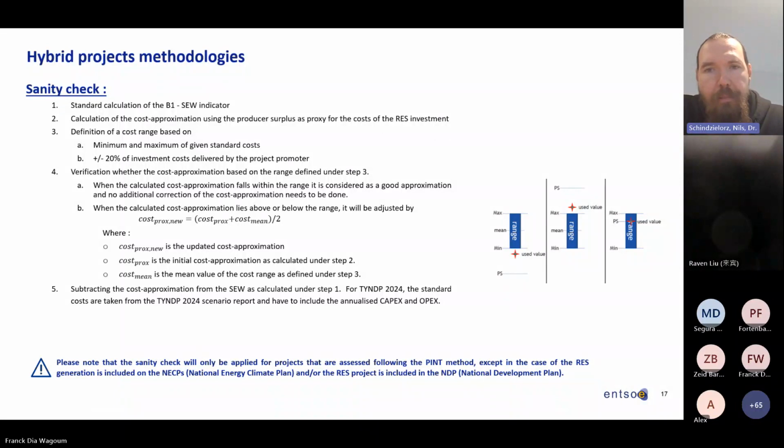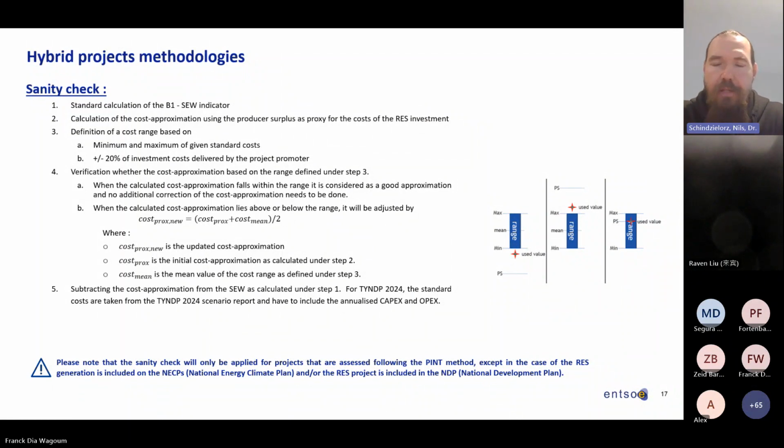Then we have added, for help, a mean value and the line with the PS, which could be the place of the calculated costs by the producer surplus, which will be used as the approximation. So the easiest case is, of course, the very right-hand side. What we are applying is: if the producer surplus lies within this predefined range, the range defined either by the project promoter's plus minus 20% or by standard costs with a minimum and a maximum value, then we say the producer surplus was a reasonable approximation for the costs of the generation capacity. And then we will use this producer surplus value as the costs for this generation in the further steps.